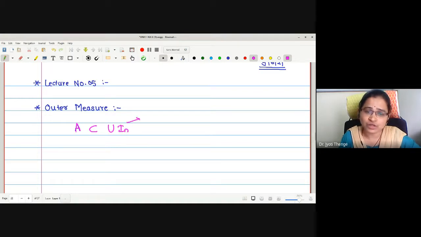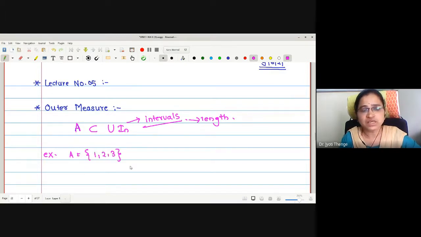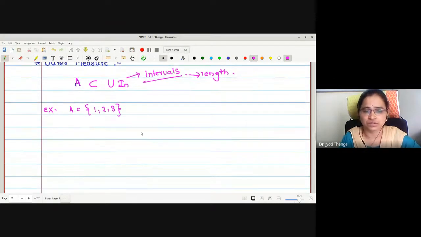Now, these coverings should involve intervals specifically. Why do we use coverings involving intervals only? Because we know that for intervals we can find the length. How many such coverings are going to exist for an arbitrary set? Suppose I take an example. The set A I am going to define to be the finite set {1, 2, 3}. How many such open coverings are going to exist?